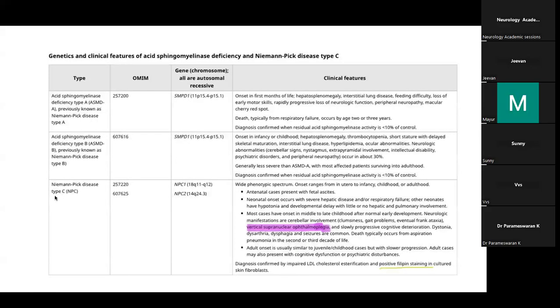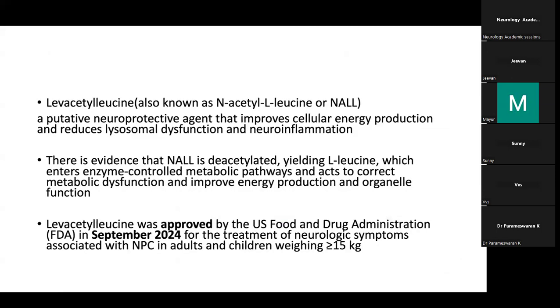Here, in type C, we have sourced it from UpToDate, and a positive Filipin test in cultured fibroblasts in case of negative genetic testing could be diagnostic of Niemann-Pick C. And leucine, also known as N-acetyl-L-leucine, was approved by the US FDA in September 2012 for neurological symptoms in children weighing more than 15 kgs.